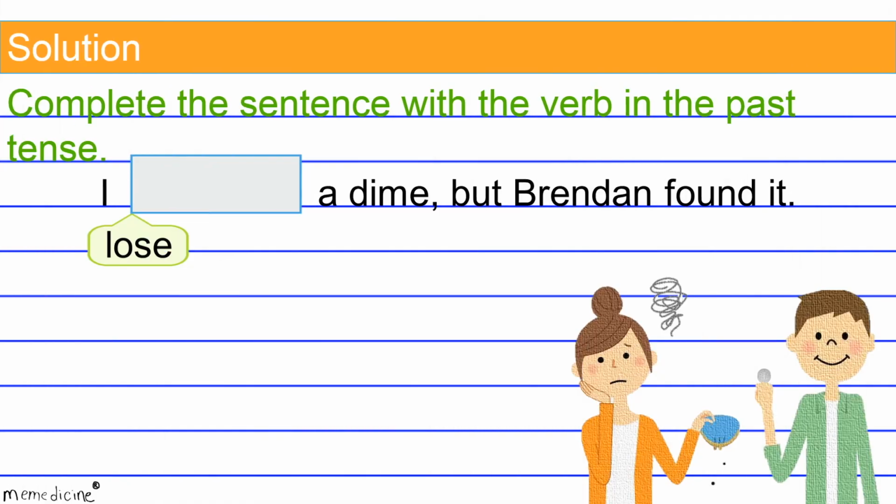All right, back to our original question, and now for the solution. Lost is the past tense form of lose. This is an irregular verb form, so you must commit it to memory.